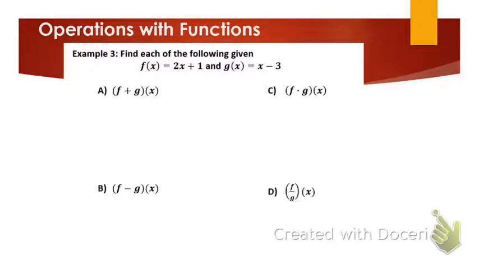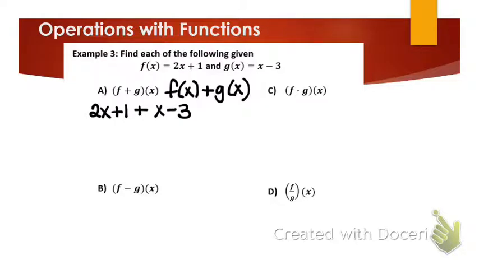Okay, so the first one, easy. You're just adding together. So for part A, you're adding f of x plus g of x. So you're adding together 2x plus 1 plus x minus 3. Combine your like terms, get your final answer.